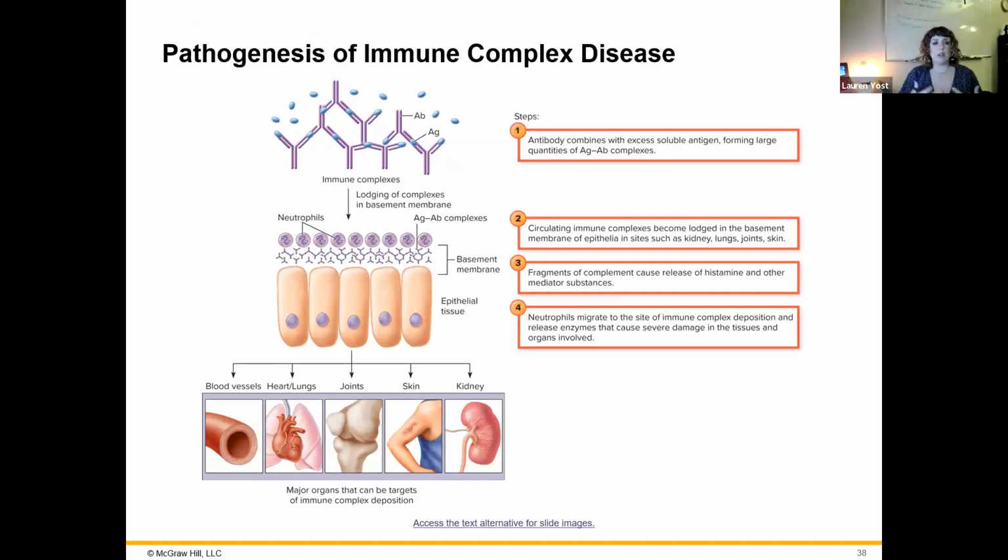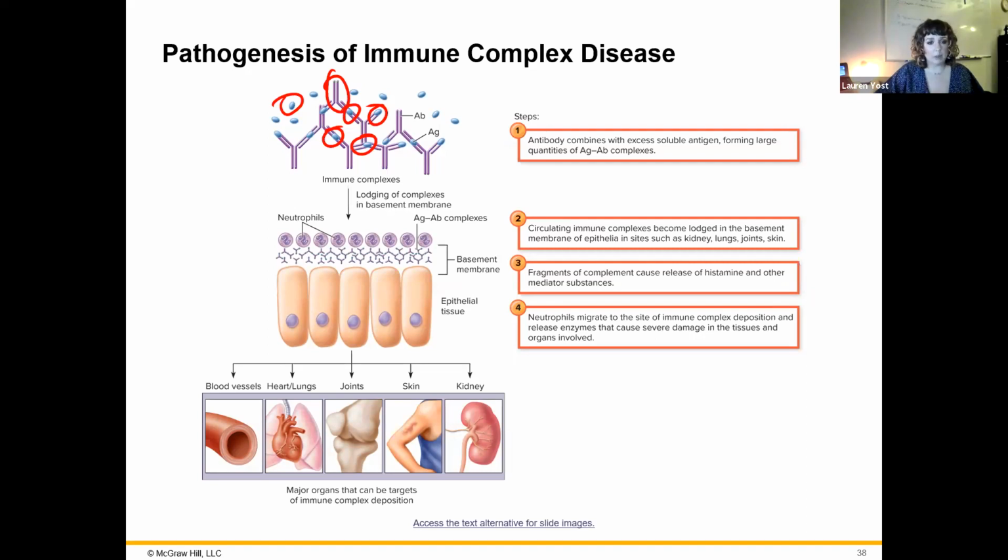So moving on to type 3, this is immune complexes. Essentially, we have antibodies that are binding up with antigen. And we can see here, the little blue guys are the antigen, and these purple guys are the antibody. They build up these big complexes. Bigger ones are going to be disposed of by the body, but whenever they aren't, they get lodged in the basement membrane of the epithelium. This will happen often in the kidney, lungs, the joints, and the skin.